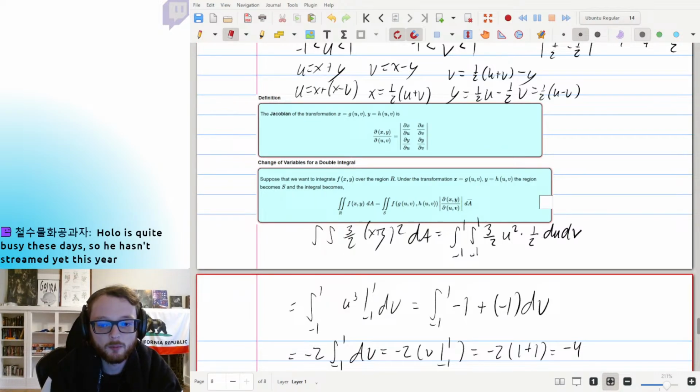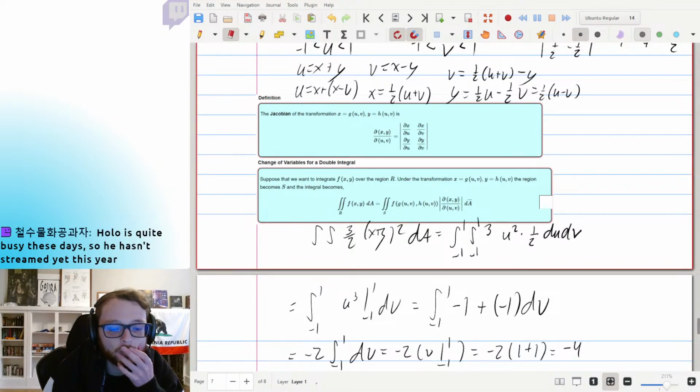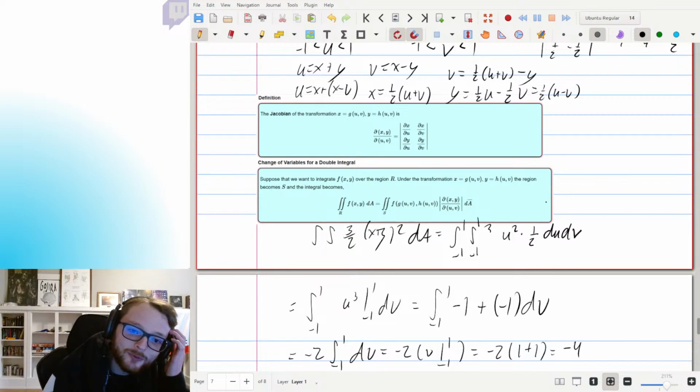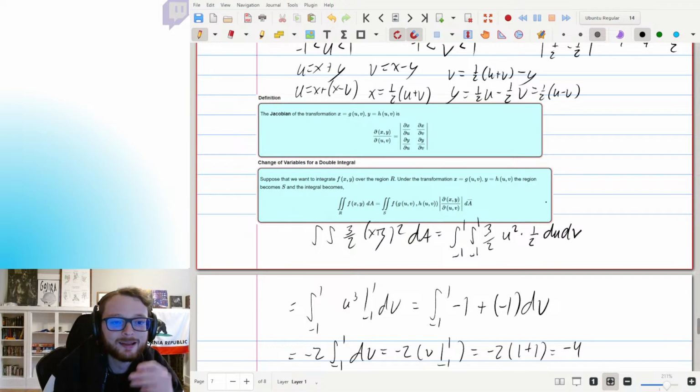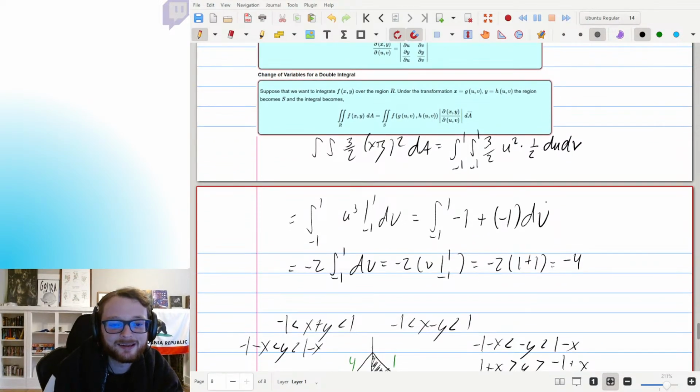Wait. This sub isn't the same now. It's 3u squared. No, it's 3 over 2u squared. No, it's something. It's not that simple. Yes, it is that simple. It is 3 over 2u squared. u still equals x plus y. Okay. And so that means we have a 1/4 out here, which means we have a 1/4 out here.